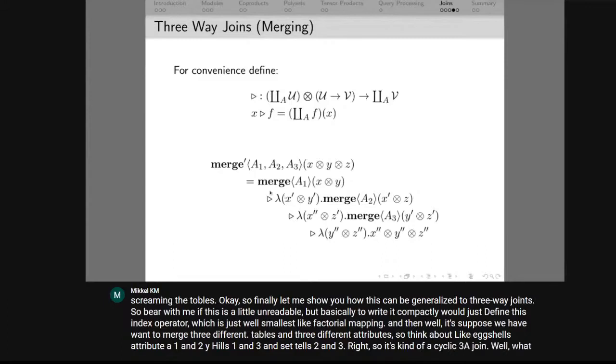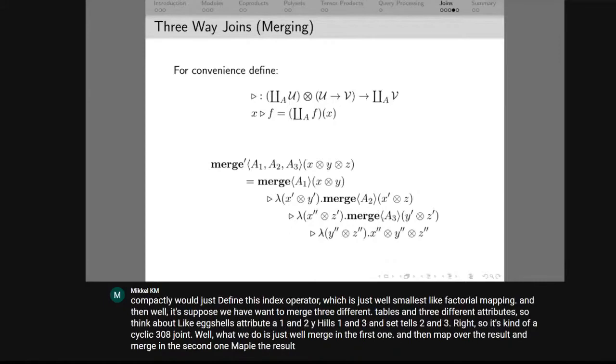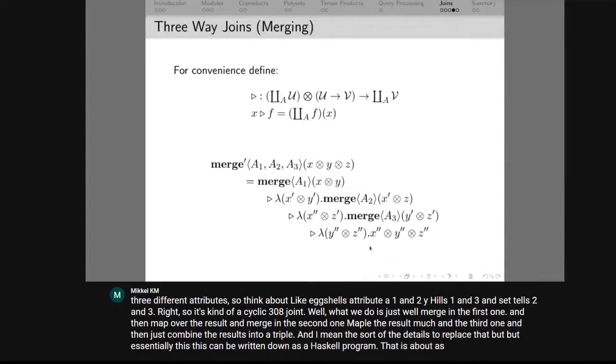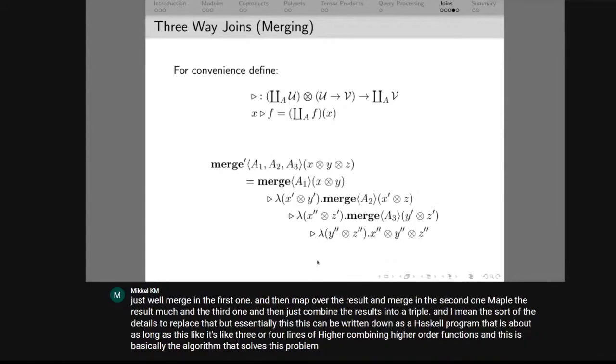What we do is merge in the first one, then map over the result and merge in the second one, map over the result, merge in the third one, and then just combine the results into a triple. The details are to be fleshed out, but essentially this can be written down as a Haskell program that is about as long as this, like 3 or 4 lines of combining higher order functions, and this is basically the algorithm that solves this problem in 4 seconds that took MySQL almost 2 hours. It's that simple.